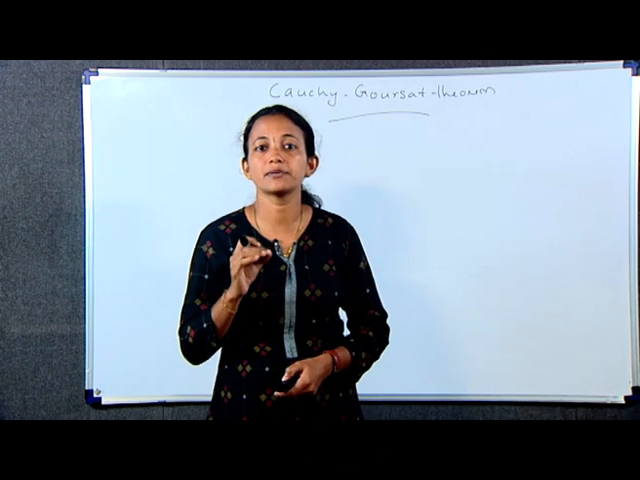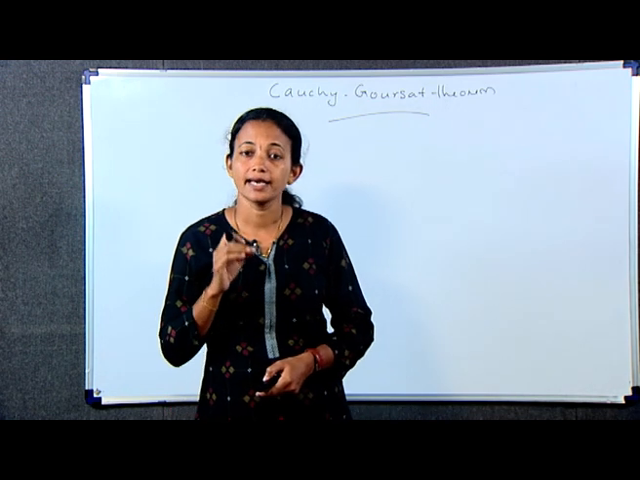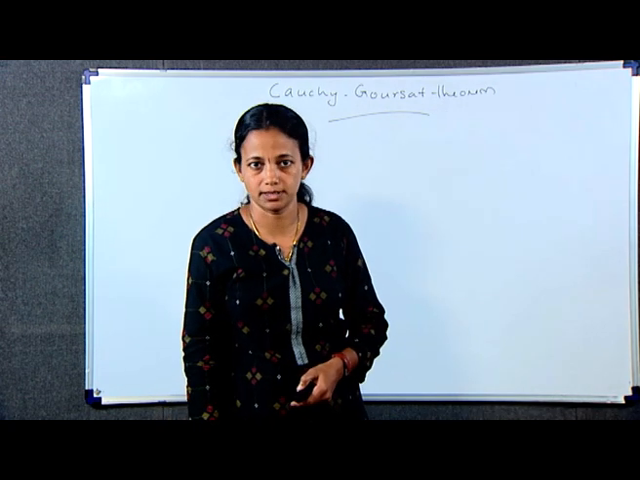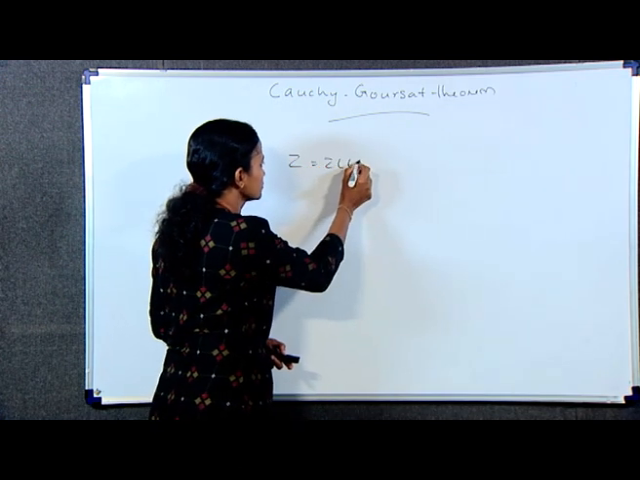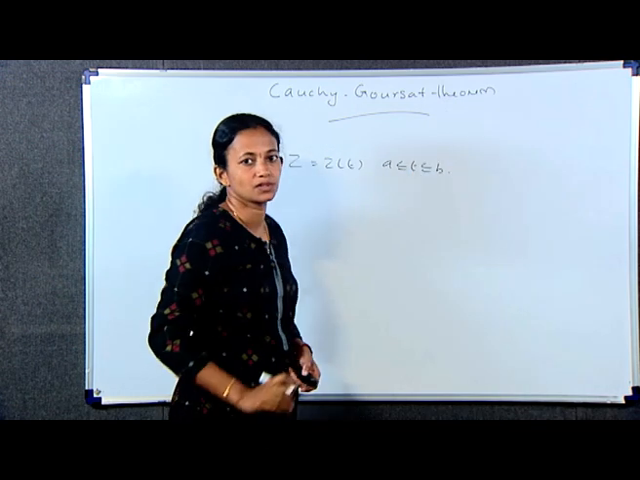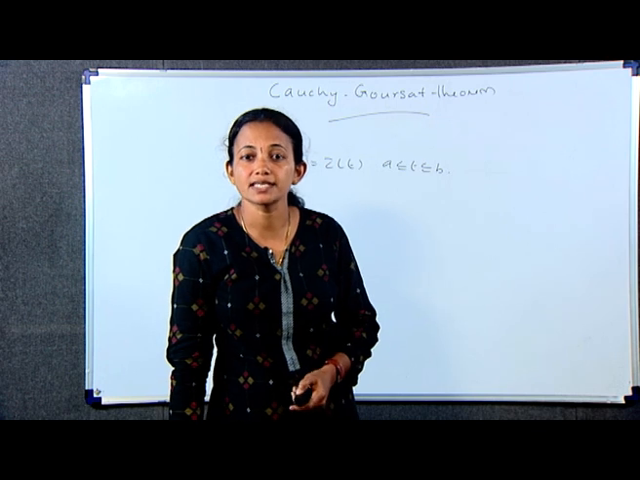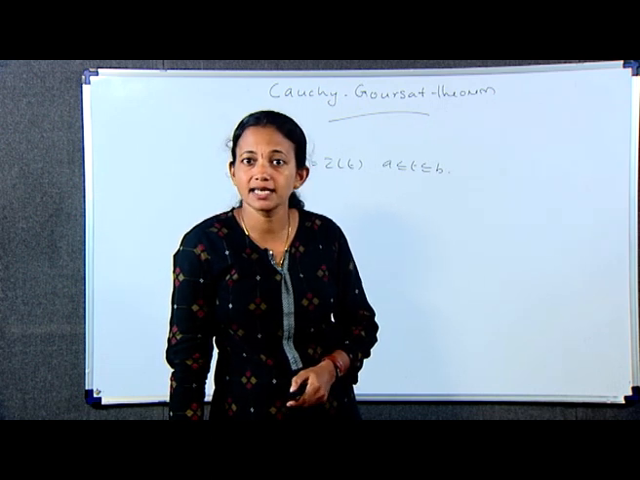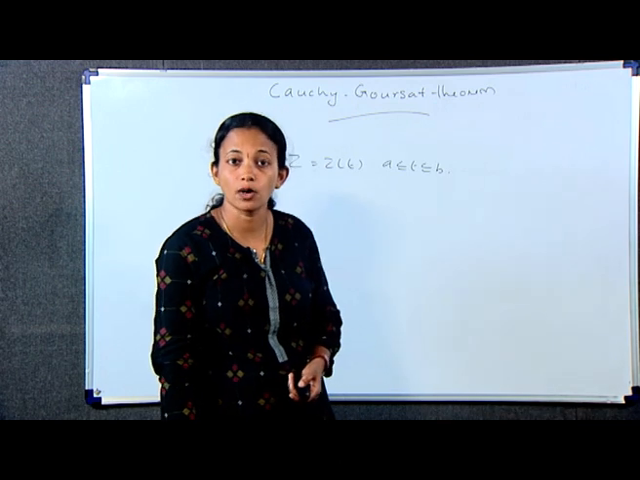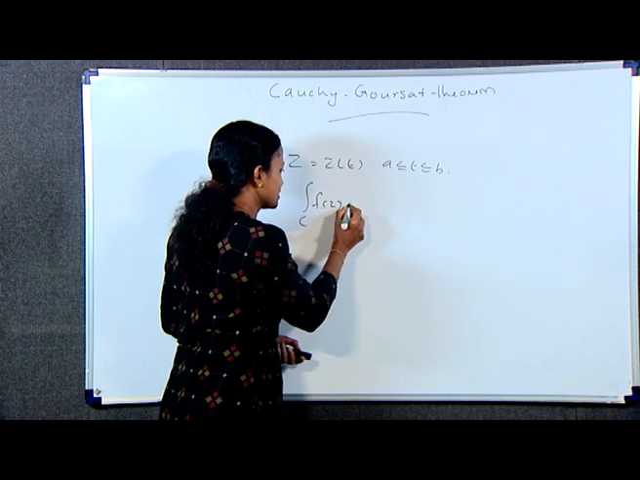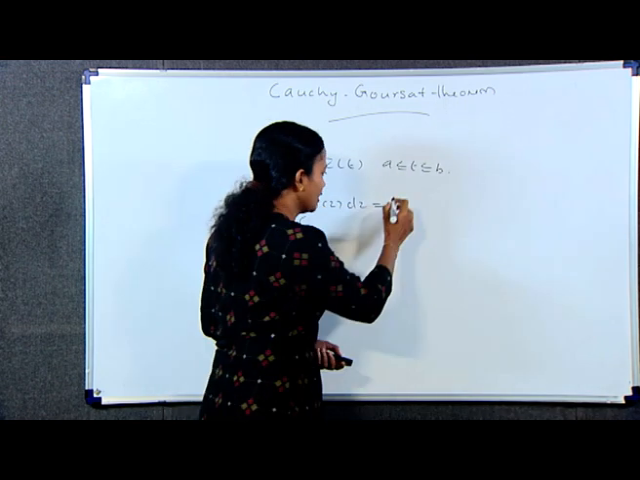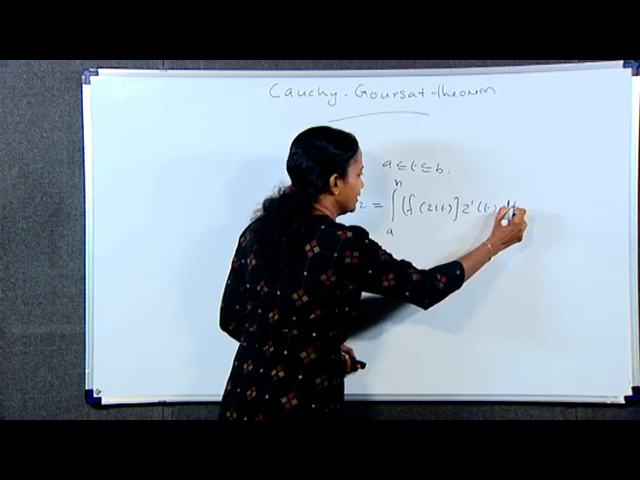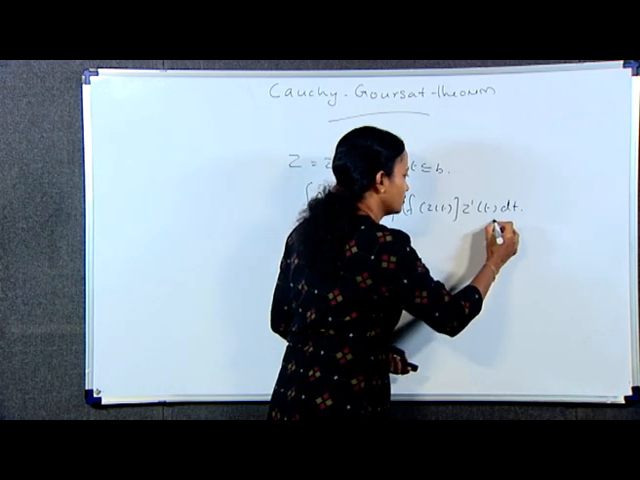So, let C denote a simple closed contour z = z(t), a ≤ t ≤ b, described in the positive sense, that is counterclockwise, and also assume that f is analytic at each point interior to and on C. Then, as seen in the previous session, in the contour integral, we have the integral over C of f(z) dz equal to the integral from a to b of f(z(t)) z'(t) dt. Mark it as equation number 1.